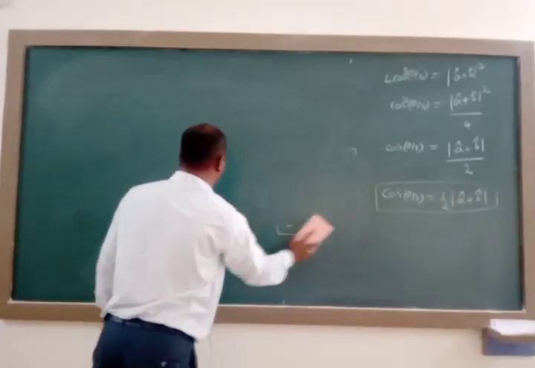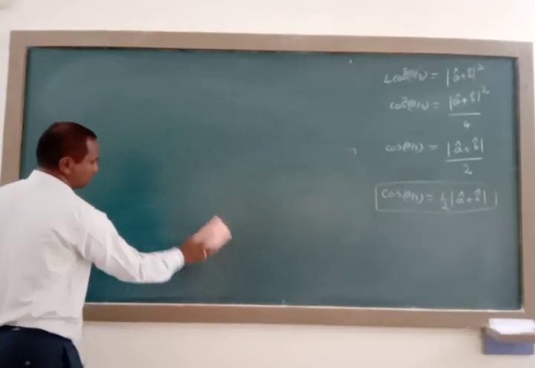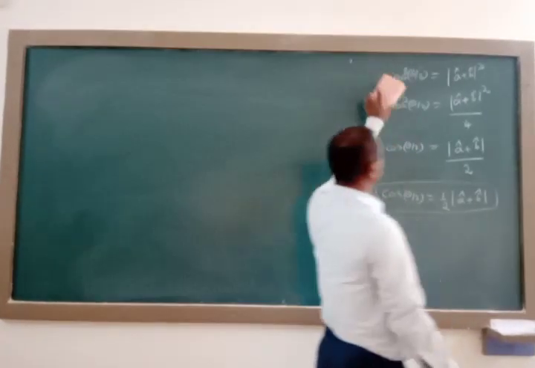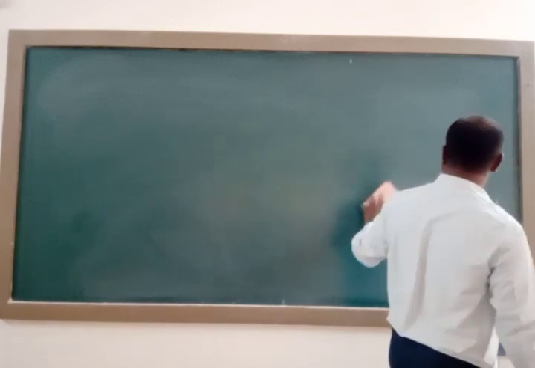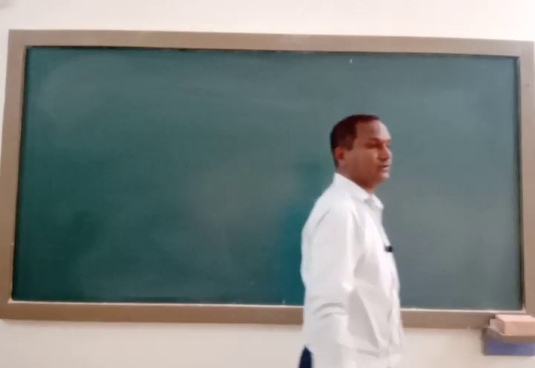Next one, one more standard result here. A bar plus b bar plus c bar is equal to null vector. And the magnitude of a bar, magnitude of b bar, magnitude of c bar values they will give here. How to find out in that case?